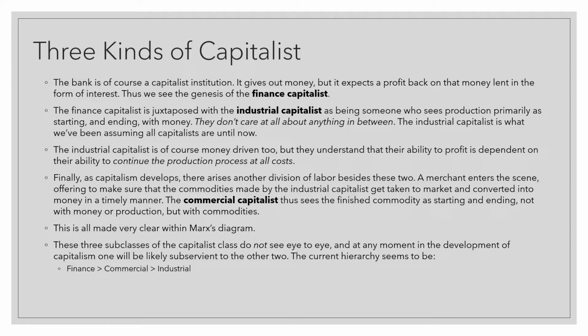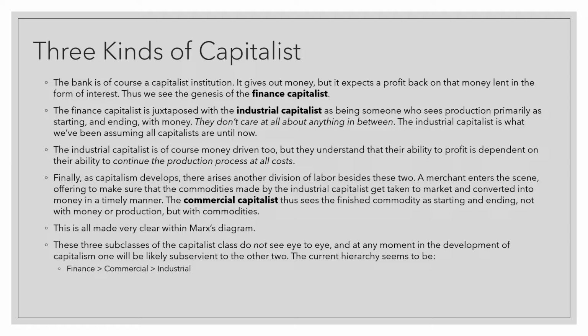The industrial capitalist is, of course, money-driven too, but they understand that their ability to profit is dependent on the ability to continue the production process at all costs. The imperative of the industrial capitalist is to reproduce the production process. They have to keep their factory operating. They see their profits as being basically derived from the continued operation of their factory. Whereas the finance capitalists see their profits derived by the continued circulation of their money. And so that's a very different way to look at the world.